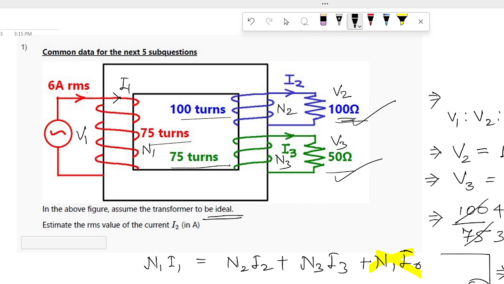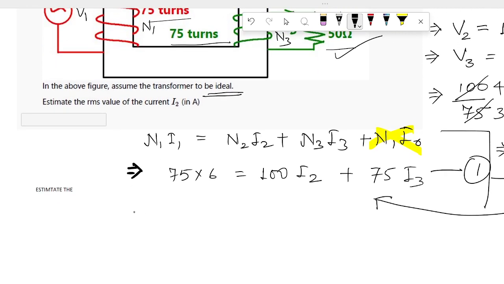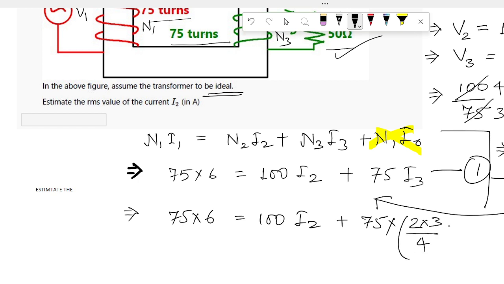So I3 can be written as 2 into 3 by 4 I2. You have one relation between I3 and I2. From here we will substitute in this equation. After substituting, this will be 75 into 6 equals 100 I2 plus 75 I3. What is the answer?